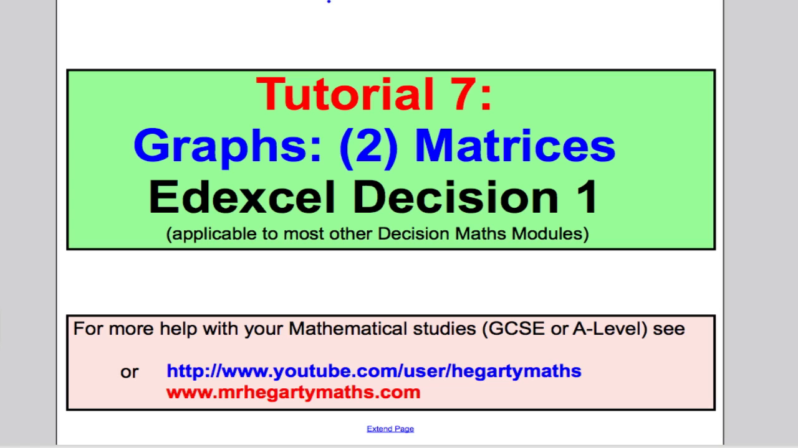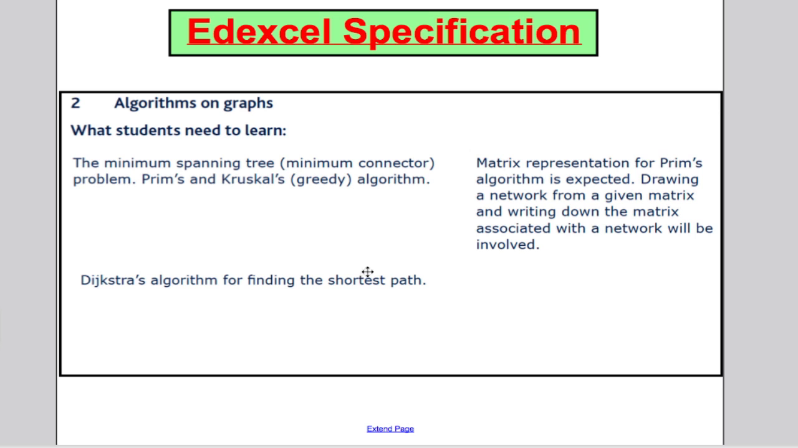Okay, let's start straight away by looking at the EDEXCEL specification for this. It tells us we need to learn various algorithms to do with graphs, which I will do in future tutorials. However, it does say very explicitly that matrix representation for the use in Prim's algorithm is expected, and it tells us that drawing a network from a matrix and writing down a matrix associated with a network will be involved. We need to go both ways round. From a graph or network, we need to be able to draw a matrix, and conversely, from a matrix, draw the associated graph or network.